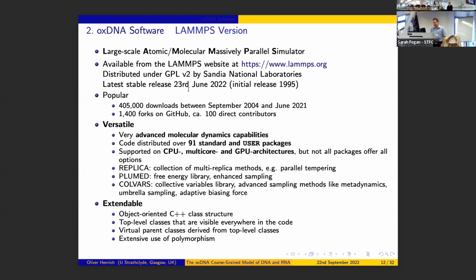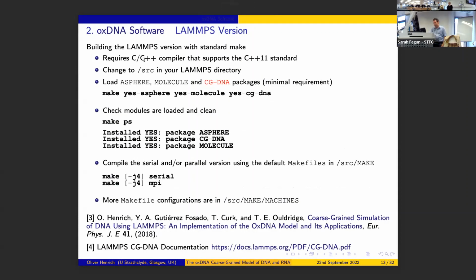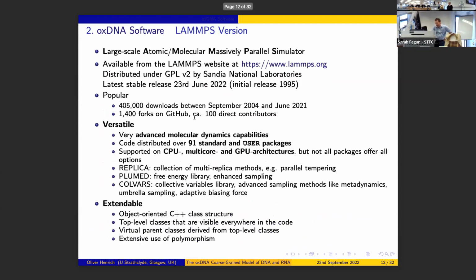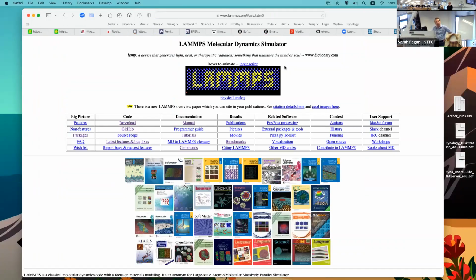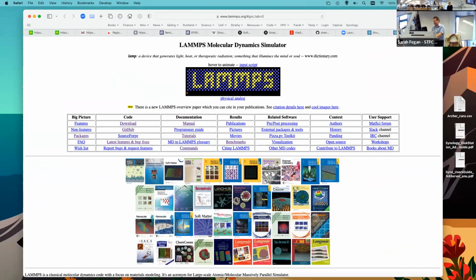So this is the LAMS code, and what you need is a C++ compiler, C++11 standard, and then you get it from, I think this is mentioned here, the LAMS organization page. So if I click on this, I should go. Yeah, this is what the website looks like. So this is the main website, and then you go here on to download, and you go to the GitHub site.